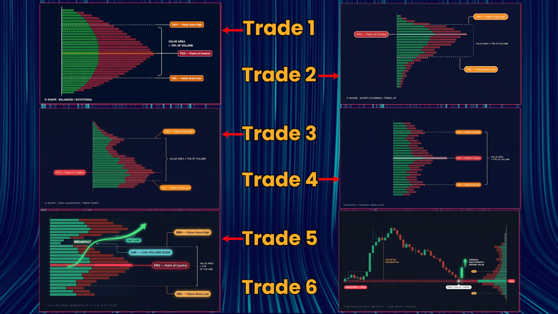Here's the one idea that changes everything. Regular volume shows you volume over time. Volume profile flips it on its side and shows you volume over price, exactly where the real money transacted.